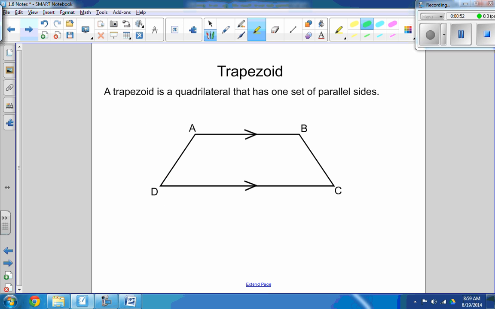A trapezoid is a special type of quadrilateral. It has one set of parallel sides. So AB and DC are parallel. Now you'll notice we indicated them being parallel with these arrows. The arrows indicate the sides are parallel.